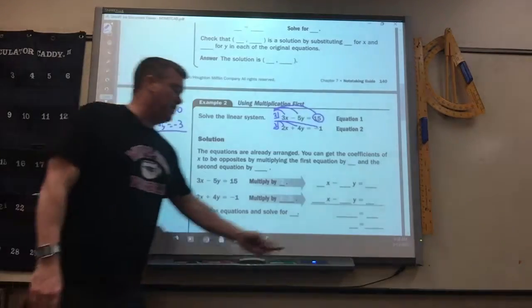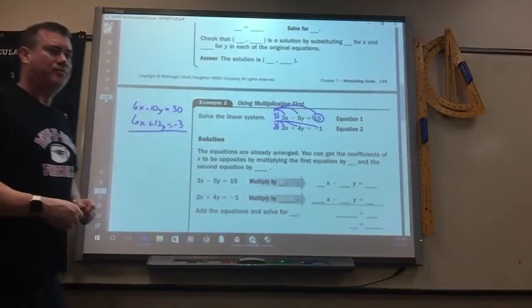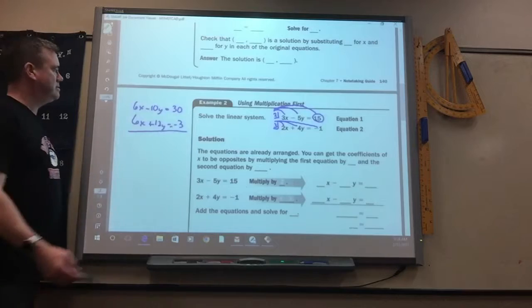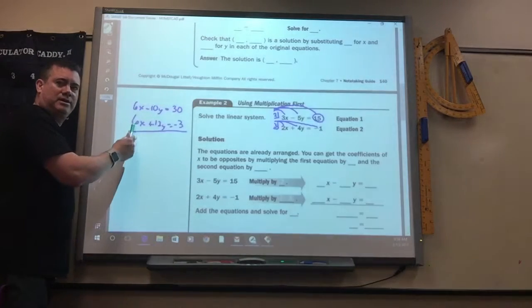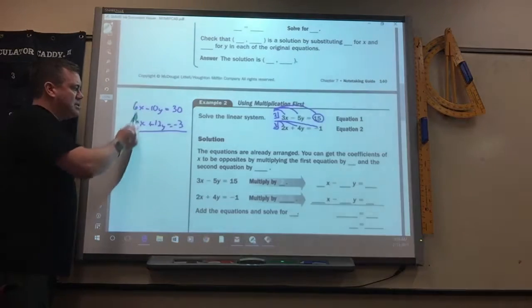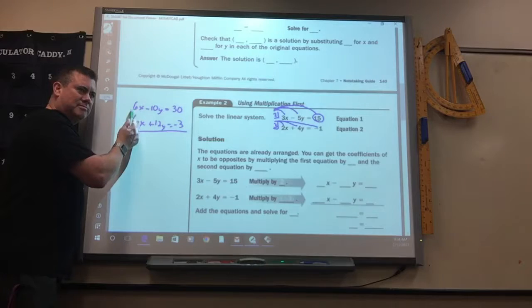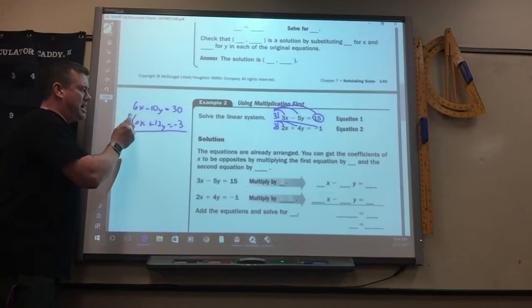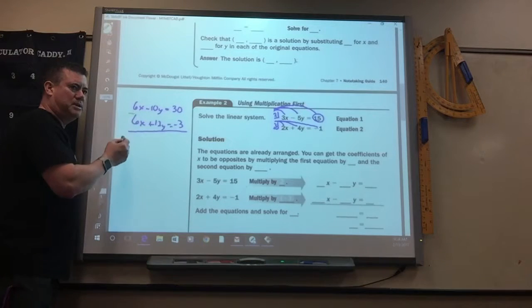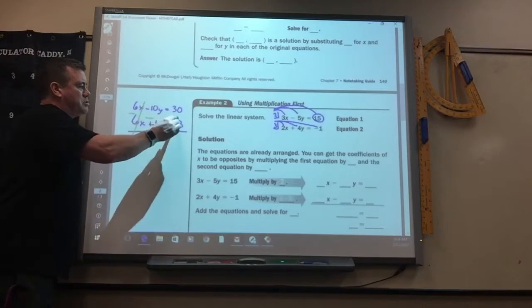Now it's exactly like yesterday's. You either add or subtract to get the letter to cancel. X's have the same number, so that's what I got to do. Are you going to add them or subtract them? Subtract. Because 6 plus 6 makes 12. 6 minus 6 makes 0. So then you got to subtract the others too.